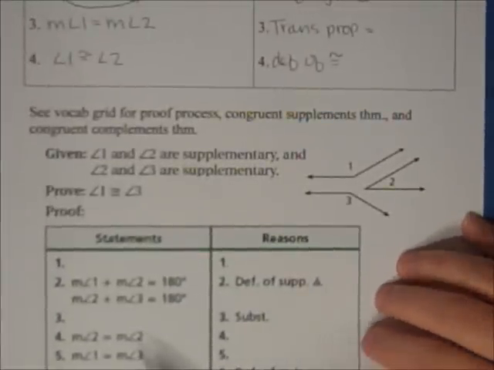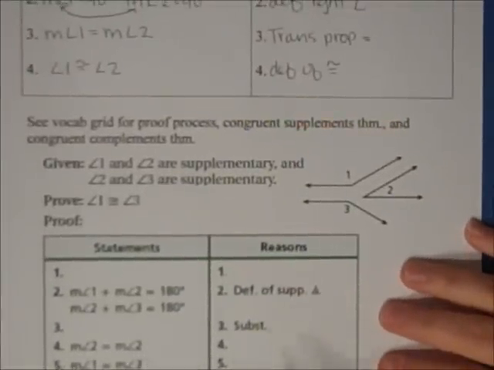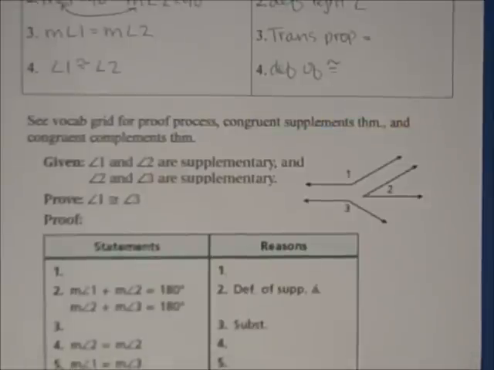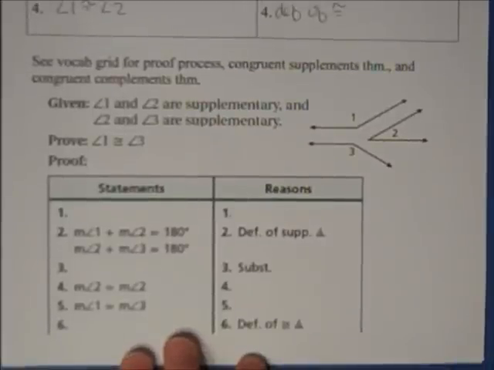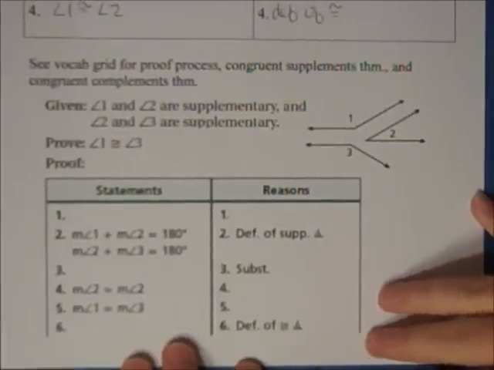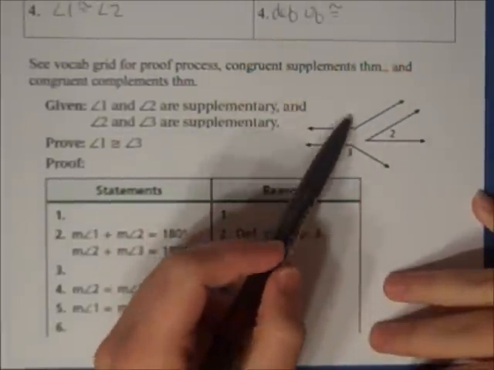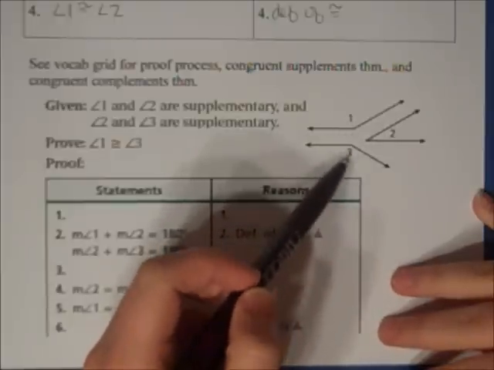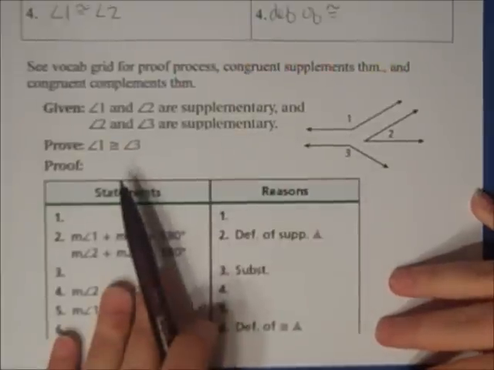Alright, so the congruent supplements theorem is the one we're going to prove right here. It comes back a couple times later in the year, but it's one that people forget. All that it says is if two angles are supplementary to the same angle, then those angles have to be congruent to one another. And I'm going to take a second to explain why that must be true.